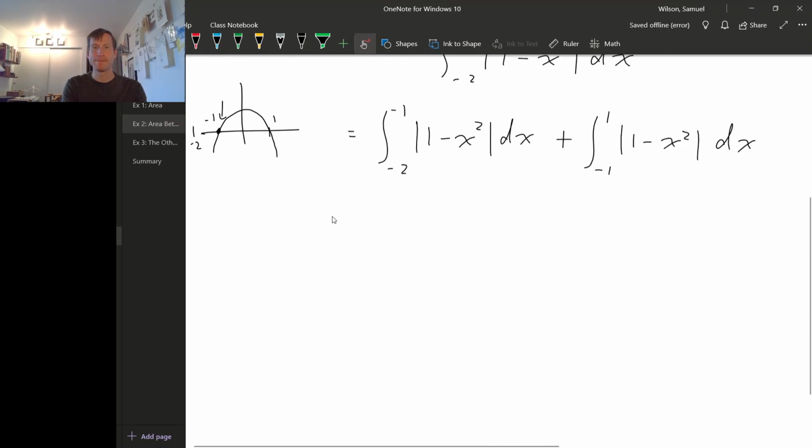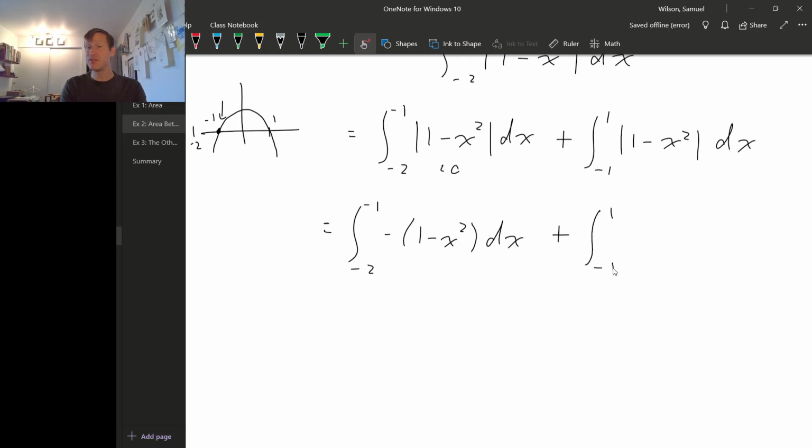Okay. Now for the integral on the left, integral from -2 to -1, for x values from -2 to -1, 1 minus x squared is negative for these x values, and so the absolute value will put an extra minus sign on there, like this, minus 1 minus x squared dx. Okay, plus the integral from -1 to 1. For these x values from -1 to 1, 1 minus x squared is positive, and so the absolute value just leaves it alone, like this.